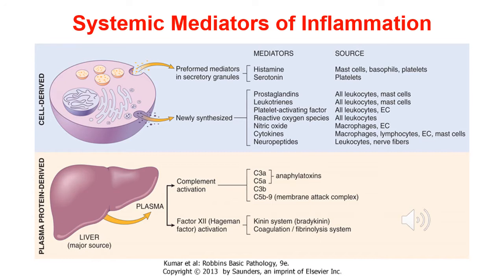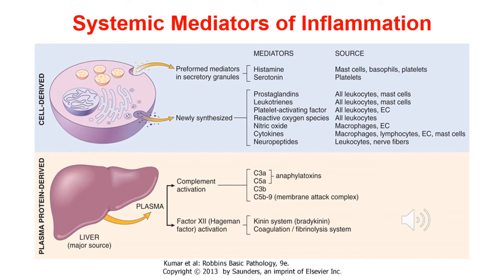The histamine is secreted by the mast cells, the basophils, and the platelets, whereas the serotonin is released by the platelets. The other main category is the newly synthesized chemical mediators, and this includes the prostaglandins, leukotrienes, and platelet activating factors. Of course, these are produced by leukocytes.